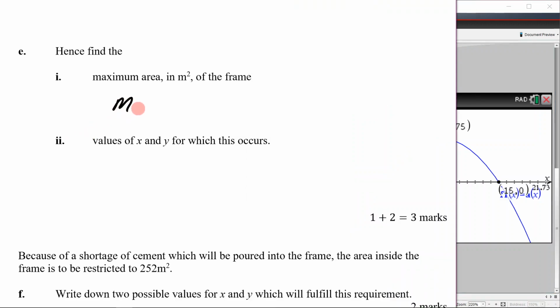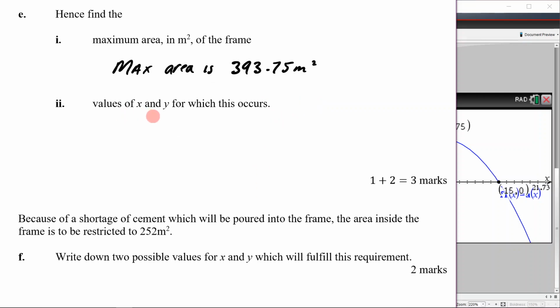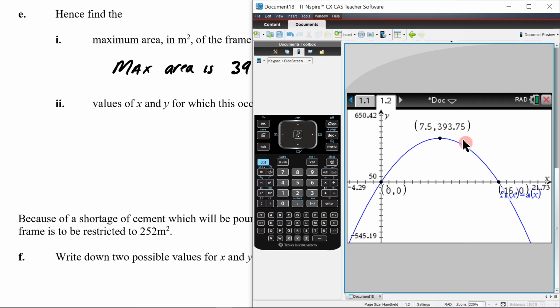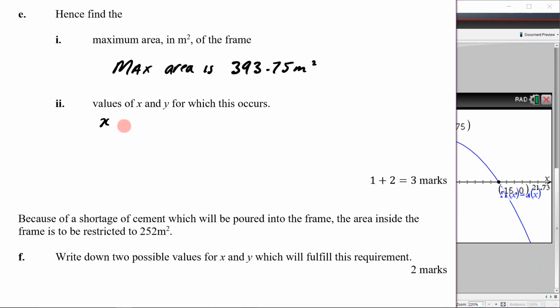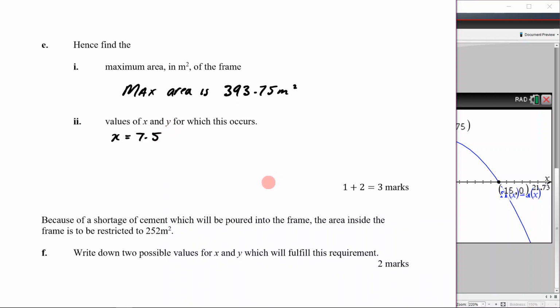So we would say the max area is 393.75 meters squared. And now it says we need to find the values of x and y for which this occurs. So the values of x and y for which the maximum occurs. Well, I can immediately tell you the x value for which it occurs is going to be 7.5. But how are we going to figure out what the y value is going to be?